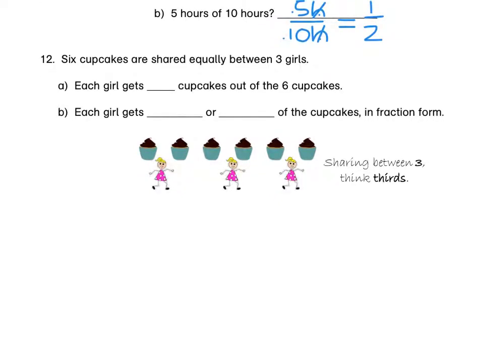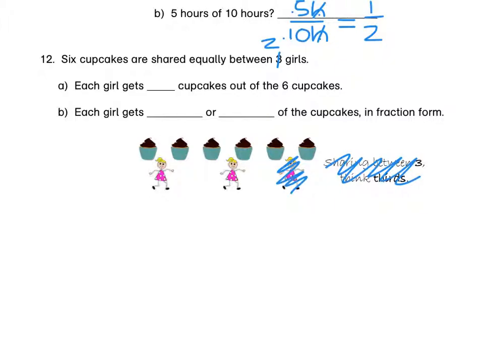So the question here, there's a mistake. It should be 6 cupcakes are shared equally between 2 girls. So we have 2 girls, and let's get rid of that girl there. Okay, so 6 cupcakes are shared equally between 2 girls. So yeah, we have the 6 cupcakes and we have the 2 girls.